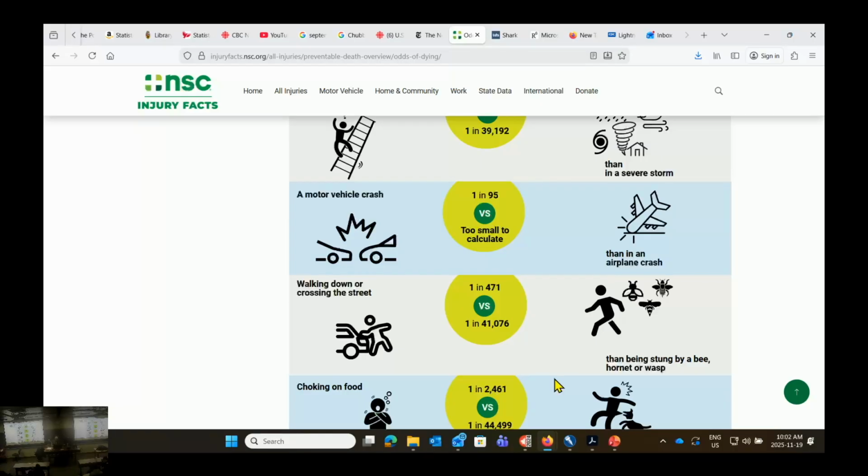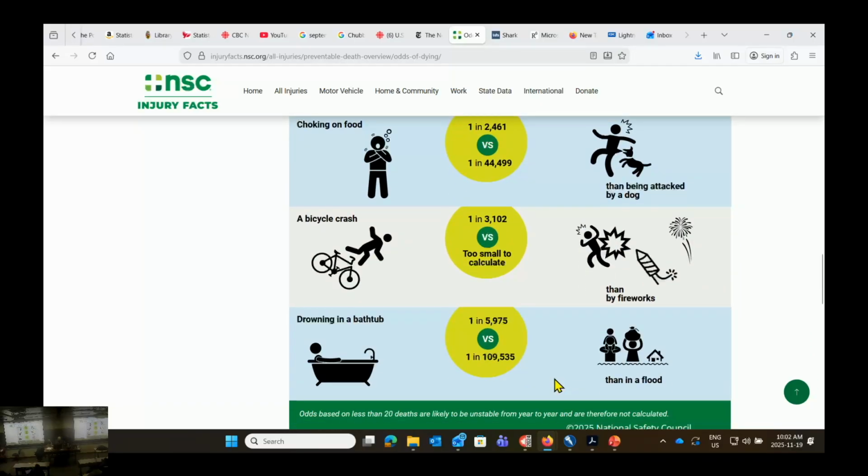Walking or crossing the street, 1 in 471, versus being stung by a bee, hornet, or wasp, about 1 in 41,000. I've actually known a person who died from being stung by, well, they said it was bees, but I'm almost positive it was yellow jacket wasps.